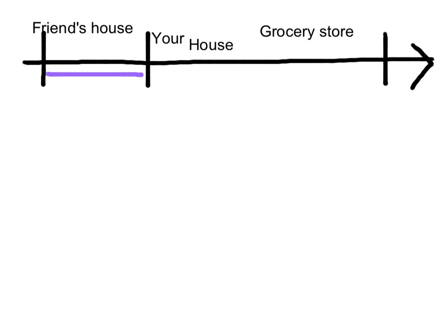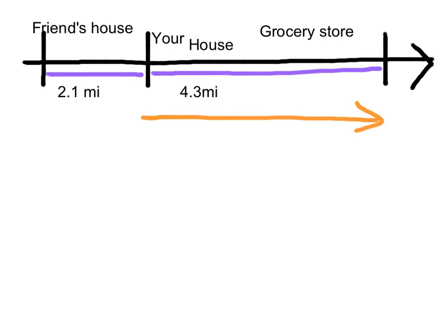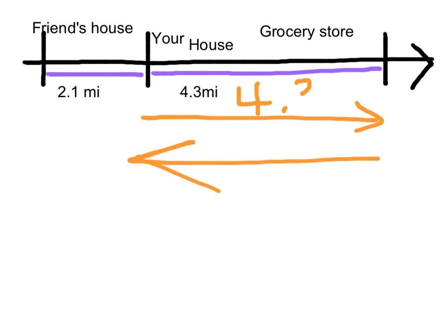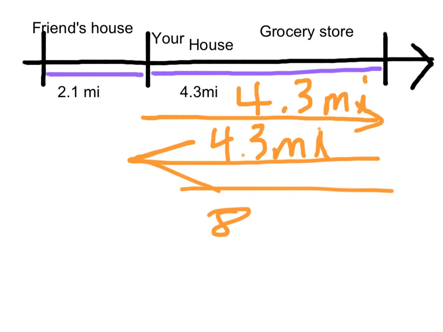Friend's house to your house is 2.1 miles. Your house to the grocery store is 4.3 miles. In the question, you go from your house to the grocery store and back to your house. First example is just dealing with distance, and that has nothing to do with direction. So this first trip is 4.3 miles. Second trip is 4.3 miles. Total distance, if I add them up, is 8.6 miles.